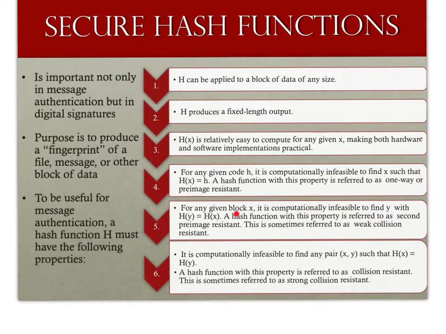So number 5 explains that. For any given block X, if I give you X, can you calculate H? Yeah, this is what we're trying to do. We can calculate H very easily, right? So from X, we can calculate H of X very easily, okay? We know how to do this. However, it is computationally infeasible to find Y, another message, such that H of Y equals H of X.